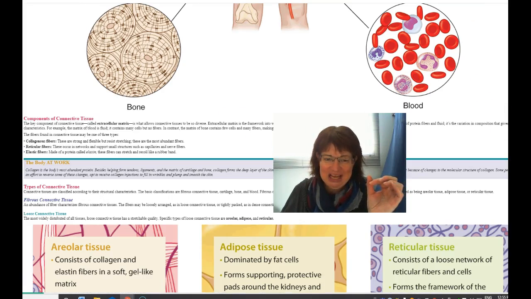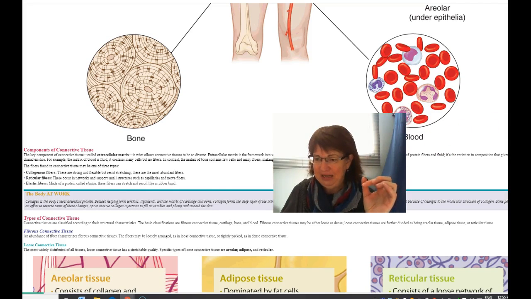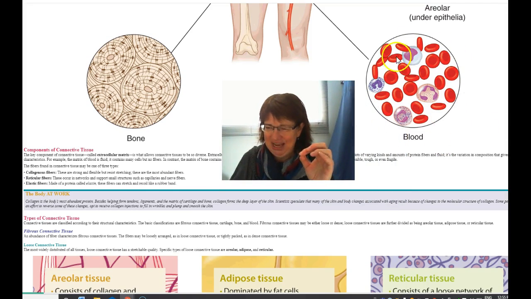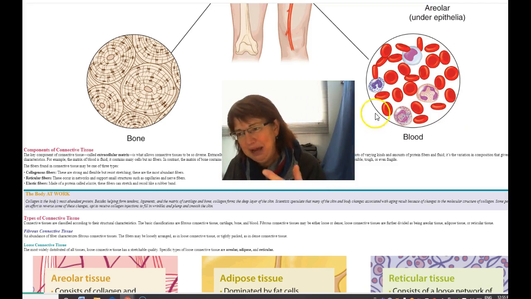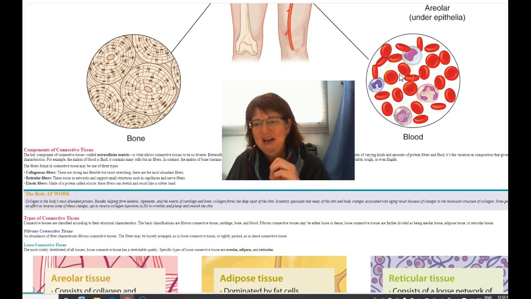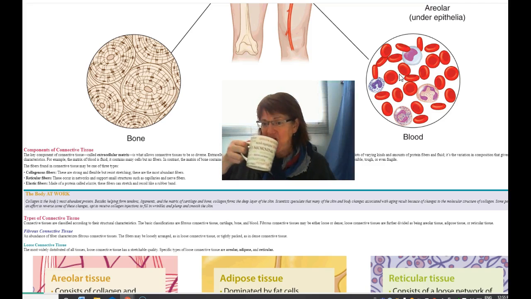Okay, the last type of connective tissue we're going to look at is blood. And we'll go into more detail on blood in the blood unit. But I want you to realize that blood is cells floating in a fluid. So the matrix for this one is very fluidy, not a gel.